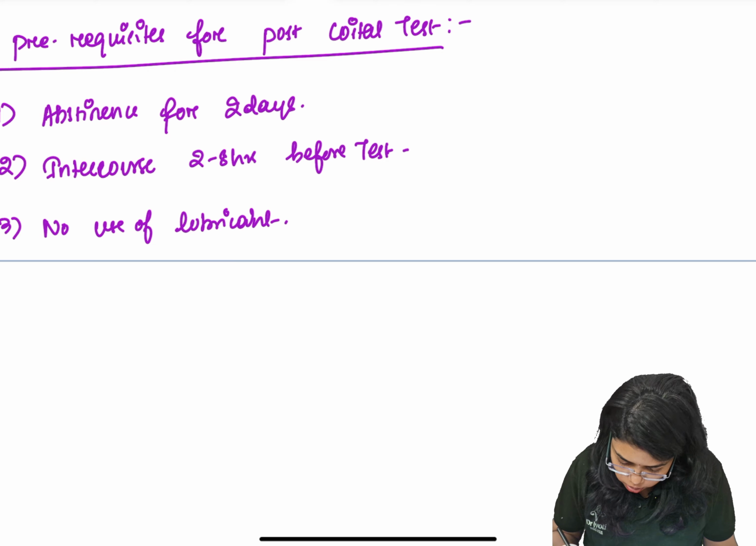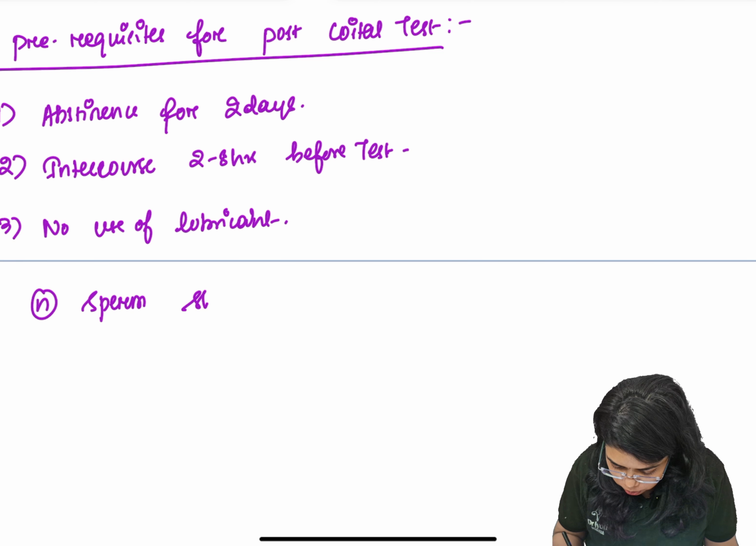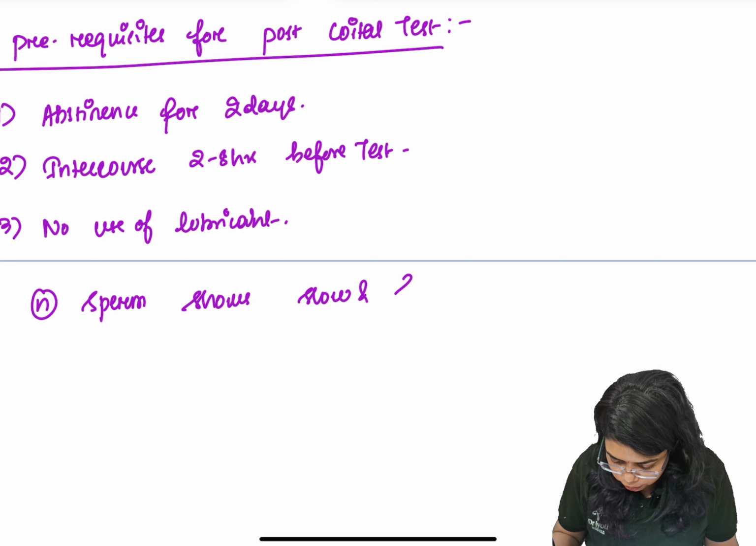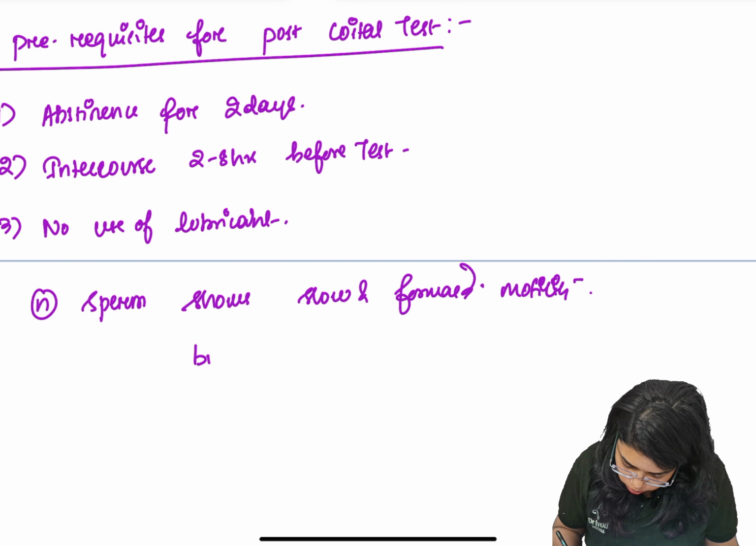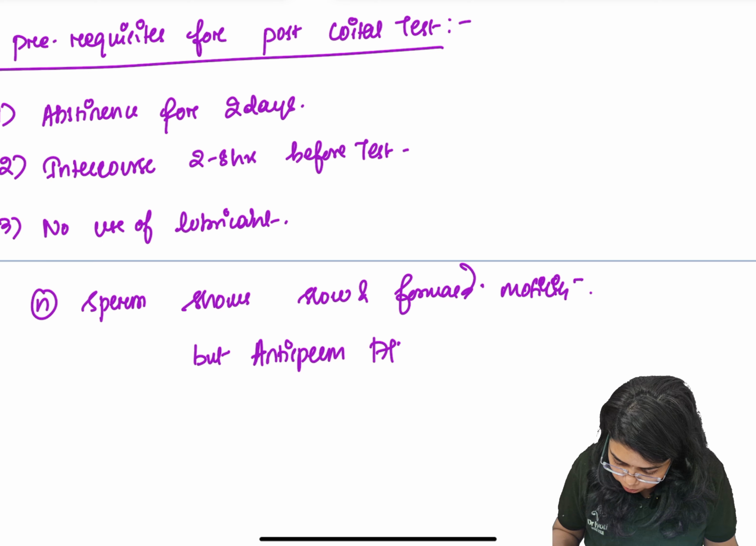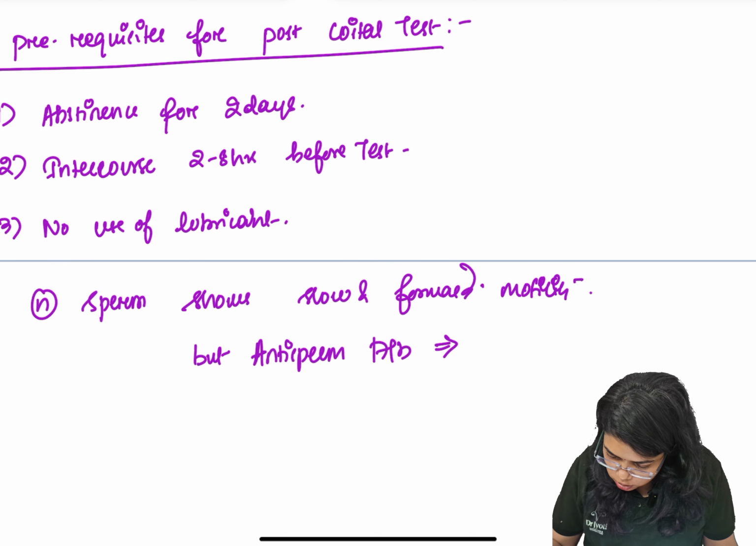Okay, and also here normal sperms show slow and forward motility, but in the presence of anti-sperm antibody there is corkscrew or rotatory motion of the sperms.